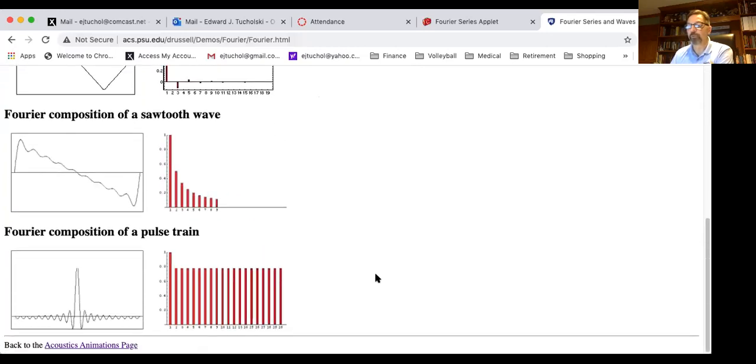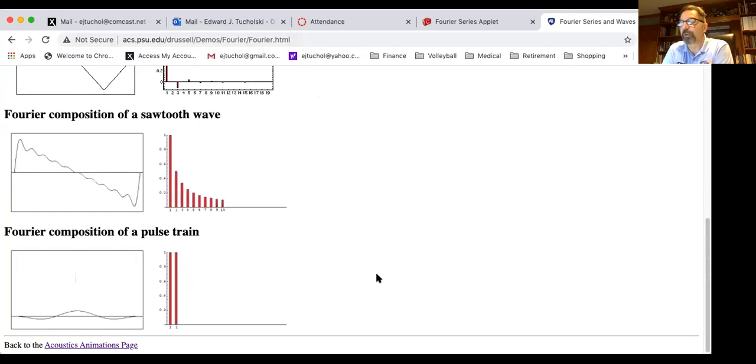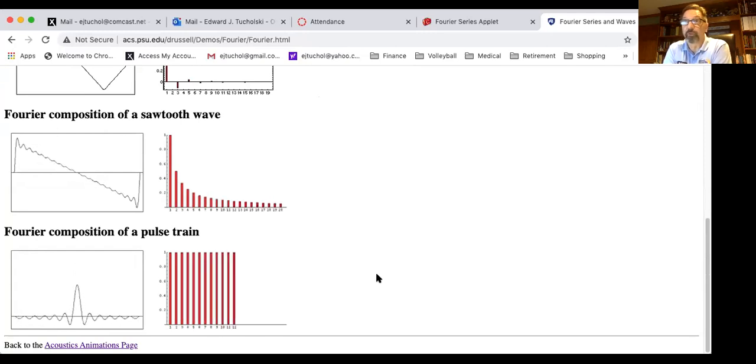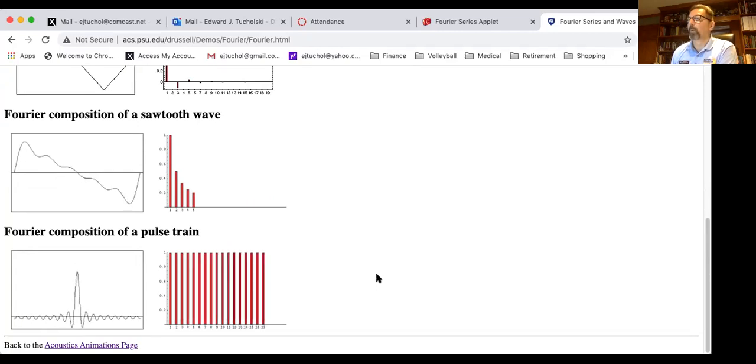This is my favorite because this is the one that's most relevant to modern physics. If I just add up a bunch of equal amplitudes, notice I get a pulse out of that. And that's fairly profound for modern physics and quantum mechanics. And we'll revisit that again on Monday, but that's the one we want to hang on to.